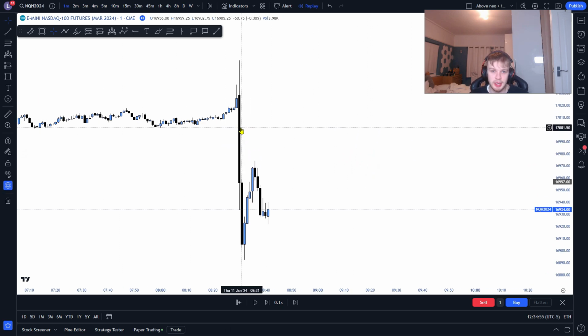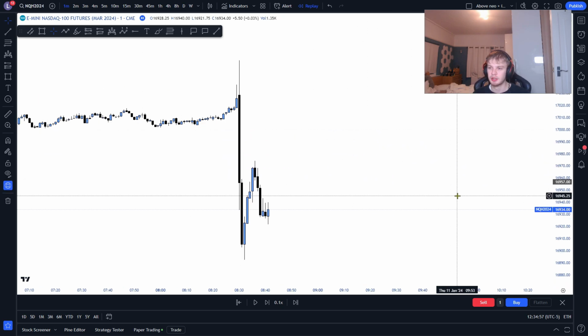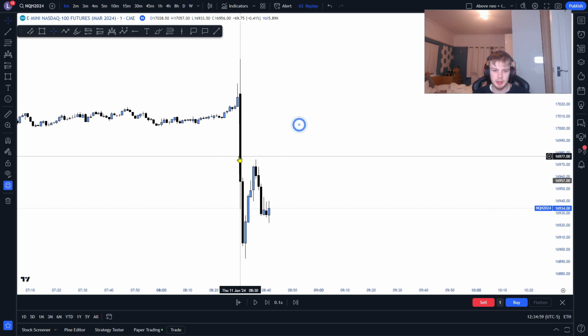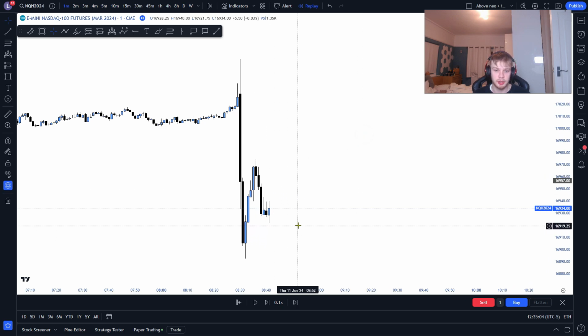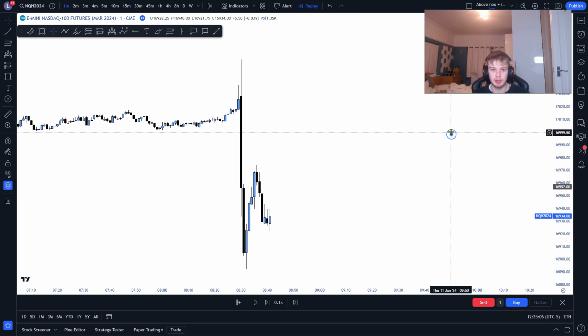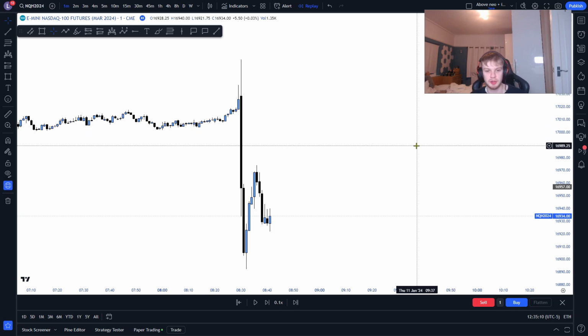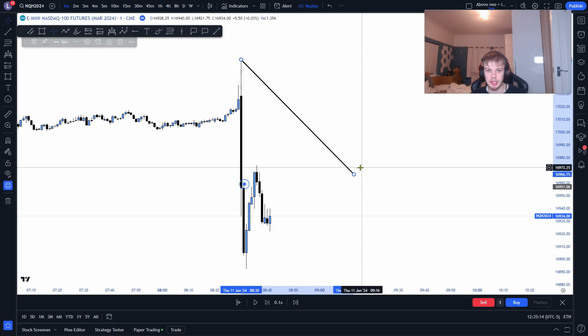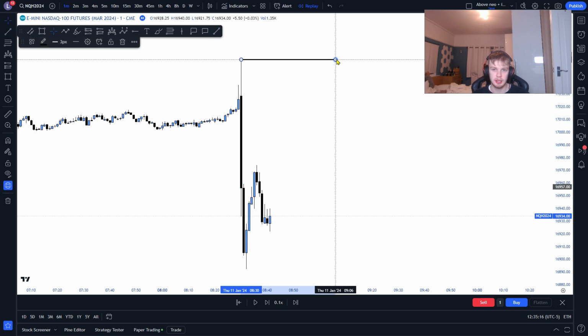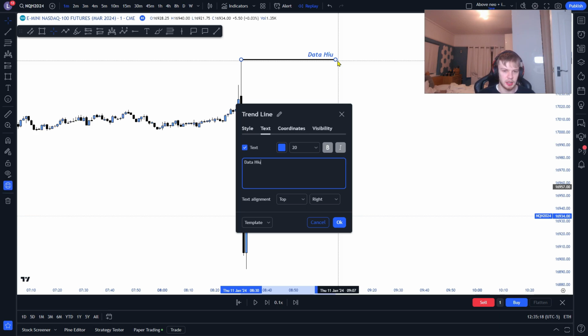So today, as you know, it was CPI day. When it comes to CPI day, you want to wait for the news to finish, and then you'll be able to have a very good idea of where price wants to go. As you can see right here, we have news. So this would be our data high right here, so we would label that as data high. Then we would also label our data low.